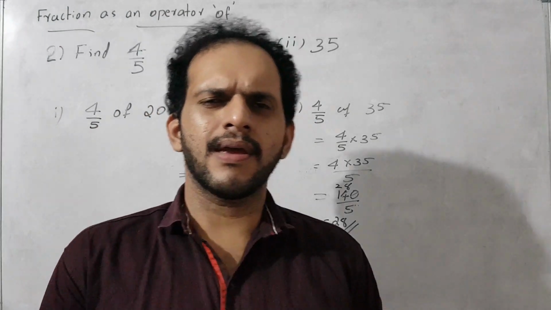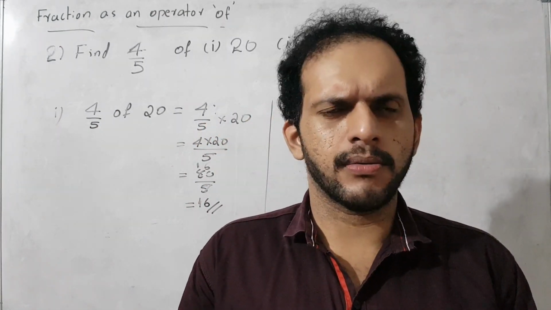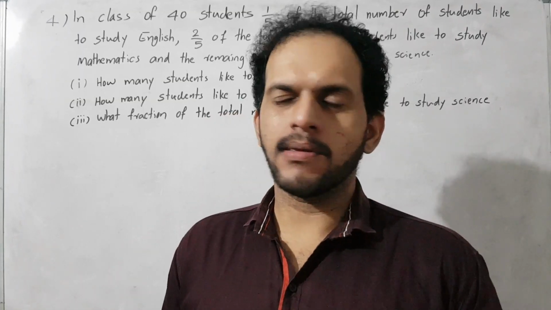Okay, I think you got this idea. This idea is very easy. Correct? So "of" means it's a multiplication. Clear? Our next question is like this.